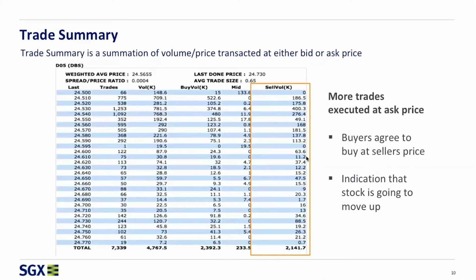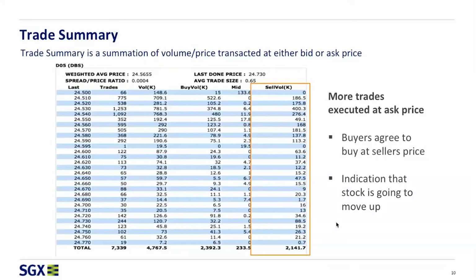So instead of the buyers waiting to queue at the bid price, which is essentially the lower price, they are actually buying at market, which is buying at the higher price, at the sell volume here. If there is more volume being transacted at the right hand side, which is the ask price, then this indicates that the stock might be moving up in the future, because there are more people who are willing to buy right now without queuing at a lower price.